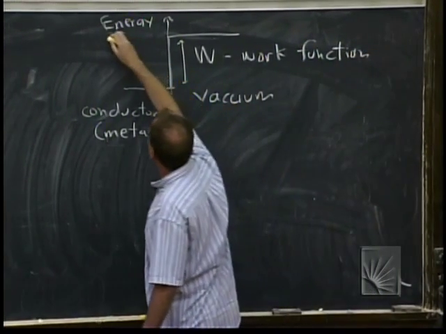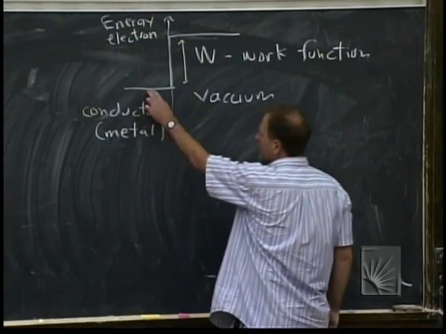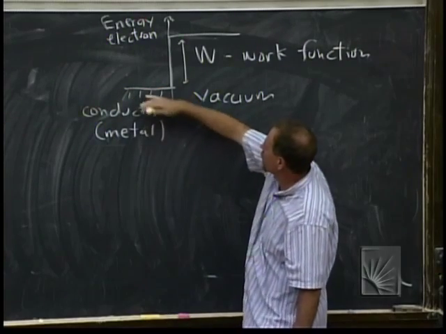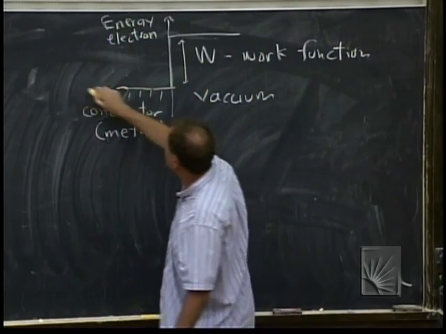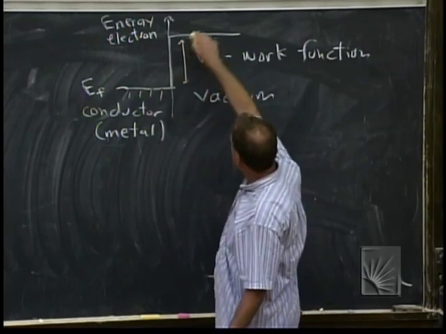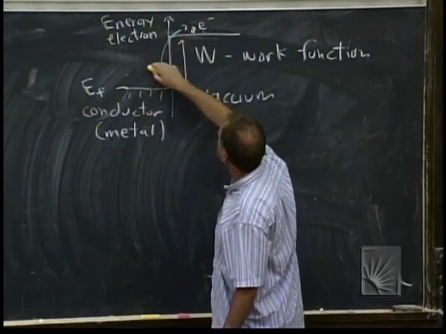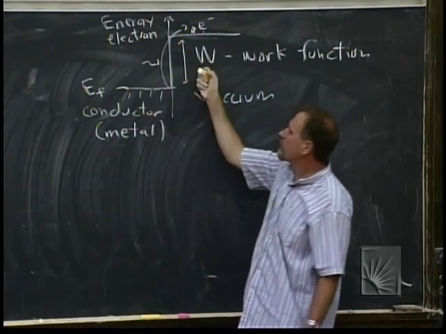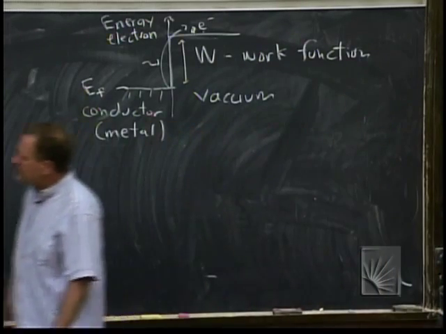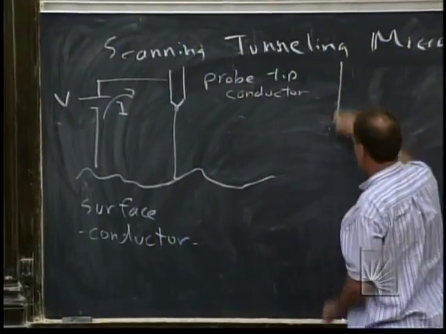This is the energy of an electron. If it's here in the metal, there's a bunch of electrons with energies at some level or lower. This is, for technical reasons, called the Fermi energy. To get into the vacuum, you need to supply energy equal to the work function. And so if that's my picture for this tip, let me draw this same diagram sideways.